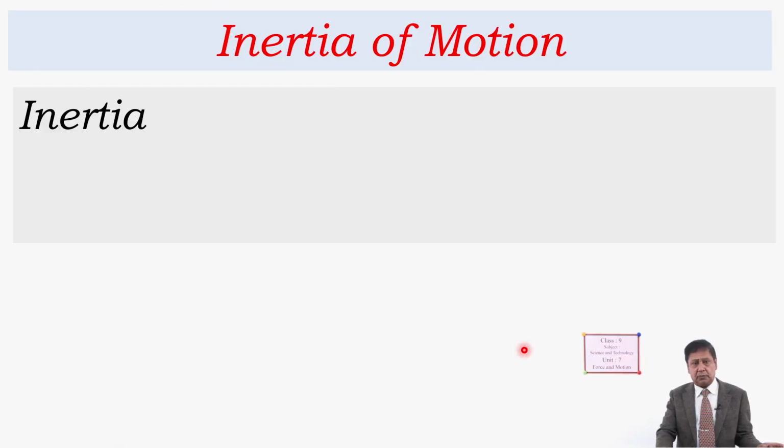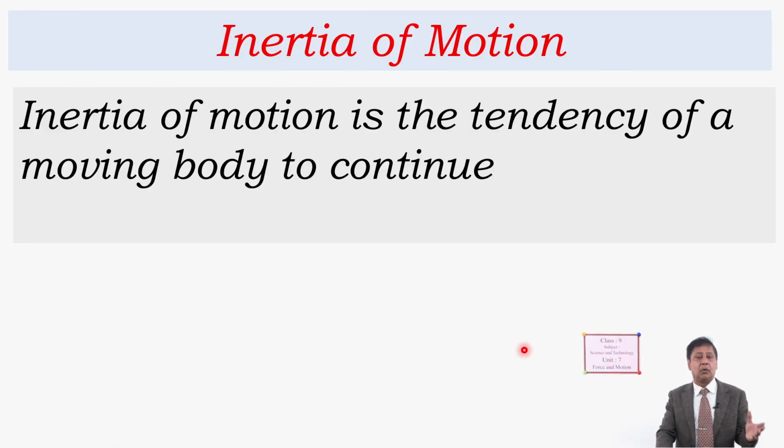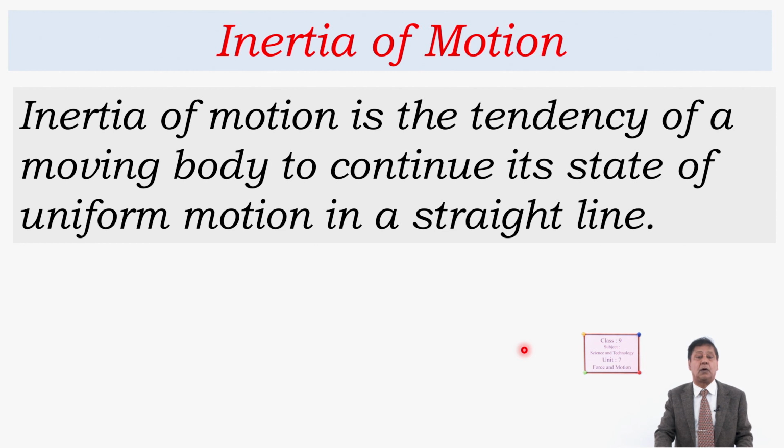Inertia of motion, what is it exactly? Inertia of motion is the tendency of a moving body to continue its state of uniform motion in a straight line. Have you noticed this? I am not saying only continuous state of motion. I am saying continuous state of uniform motion in a straight line.